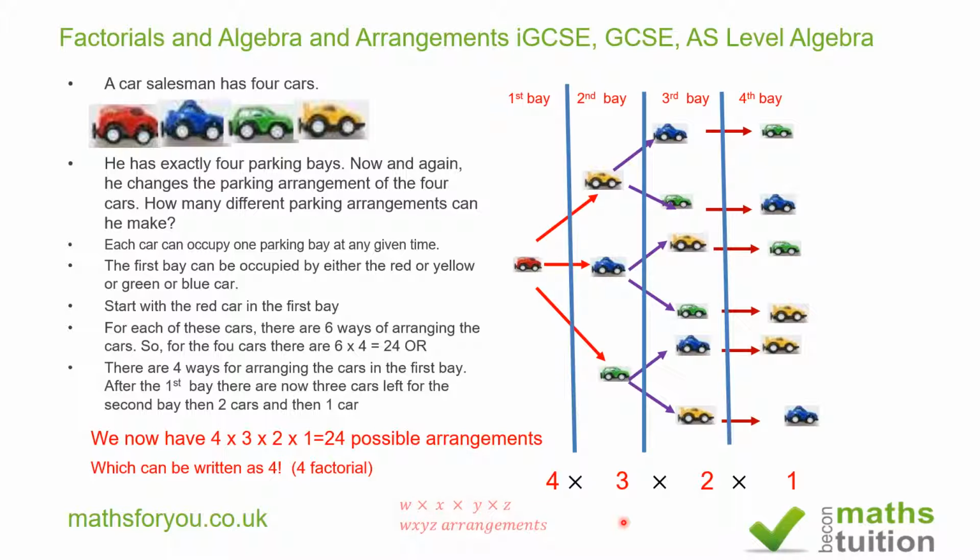So what we're saying here is that if we've got 4 different operations, and you've got W, X, Y, and Z ways of carrying out each operation, the number of arrangements is going to be W times X times Y times Z arrangements. And I hope all that made some sense.